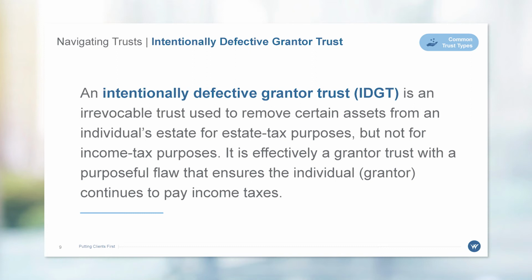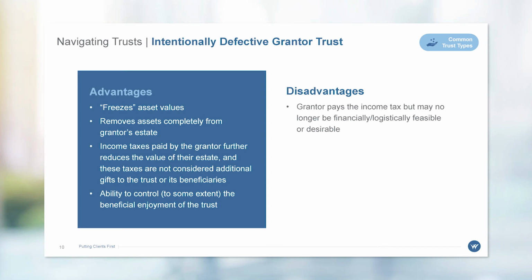It is basically a grantor trust with a built-in flaw that ensures the grantor continues to pay income taxes on it. It is most often established for the benefit of grantor's spouse or descendants. It needs to be established with a non-interested party as trustee to avoid its accidental inclusion in the grantor's estate. Most importantly, the trust instrument must contain a particular type of provision which will make it effective for estate tax purposes, but defective for income tax purposes.